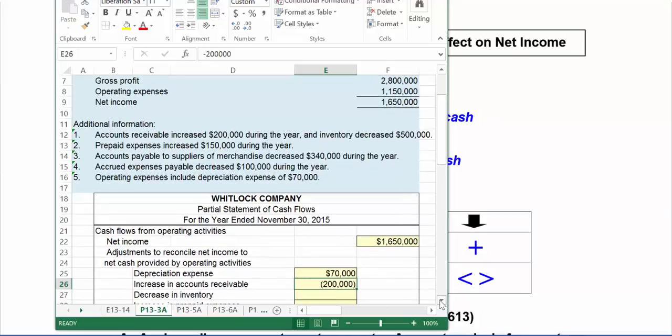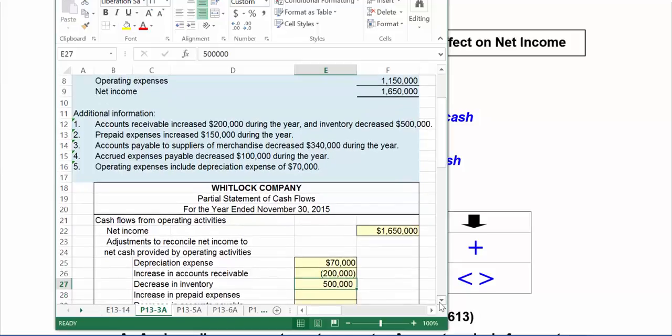Inventory for the year went down by 500,000. So instead of having to pay money to purchase inventory that we gave to our customers, we instead used up old inventory that we had from the previous year. So as far as the current period is concerned, we didn't require any cash in order to finance that inventory that our customers took. So therefore, we're going to add it back. It's like it provided cash because we didn't have to use cash.